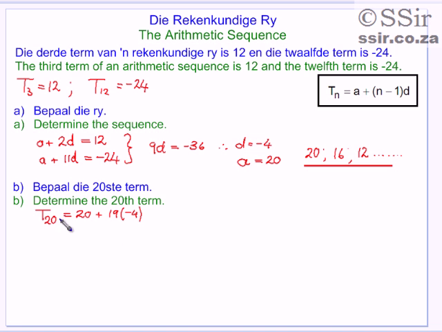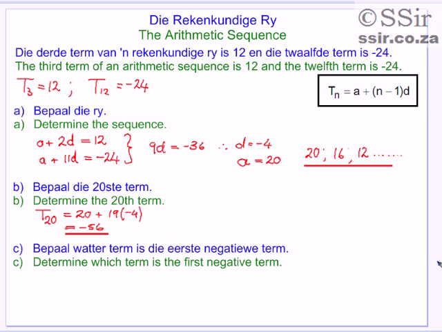Make sure that you know the difference in meaning between this 20 and this 20 that we have here. This one is the value of the first term, and this 20 indicates the position of the term whose value we are looking for. When we simplify this equation, we get the value of term at position 20 as minus 56.